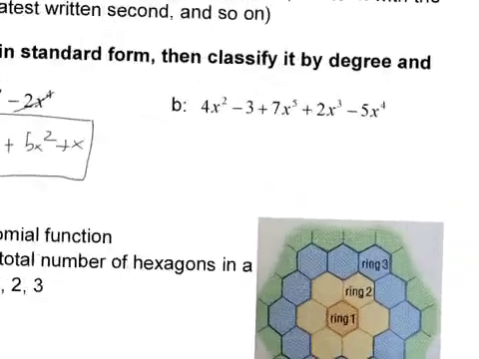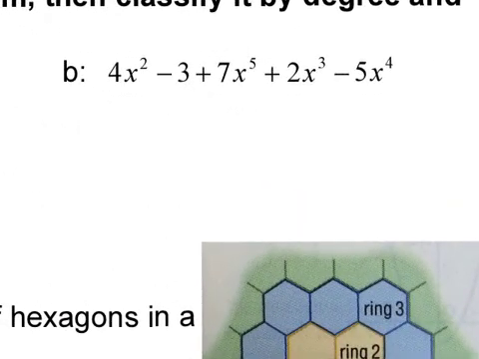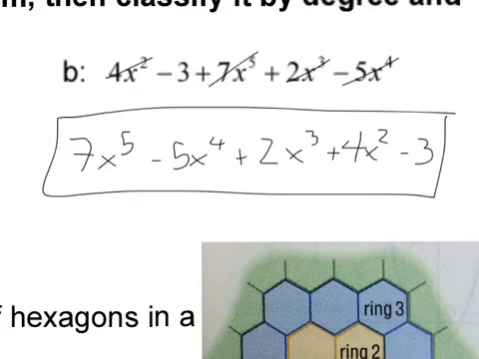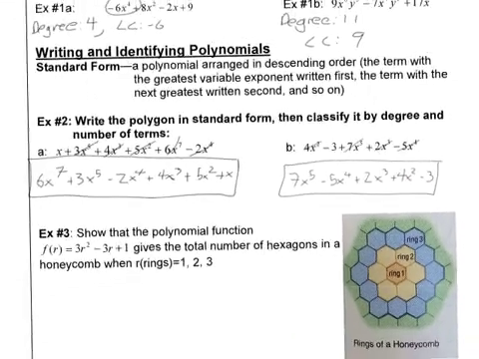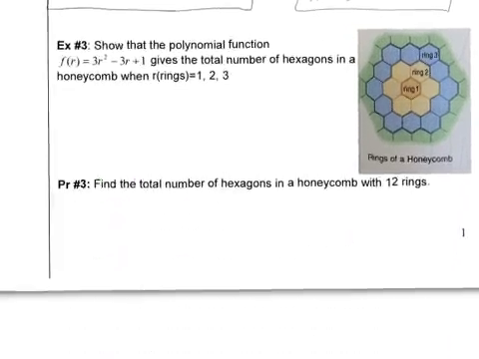So, why don't you go ahead and write this guy in standard form, starting with the highest degree first. You could pause the video because I'm going to put the answer up in just a second. Okay, here's what you should have had. 7x to the 5th minus 5x to the 4th plus 2x cubed plus 4x squared minus 3. Just write them all in descending order. Not super hard.